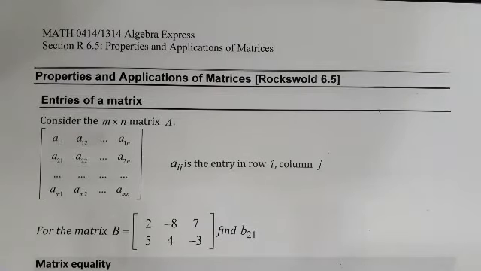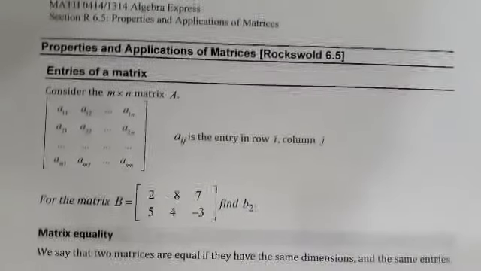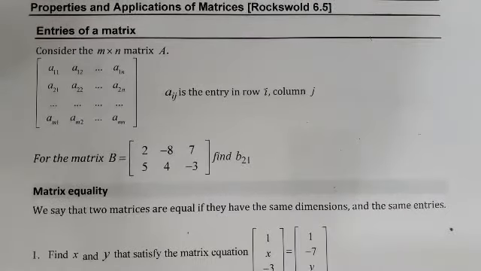We are in Rockswold 6.5, properties and applications of matrices. So we're going to talk a little bit about the structure and entries of a matrix, and then we're going to do a little bit of operations. We're going to do some addition, subtraction, and some scalar multiplication.